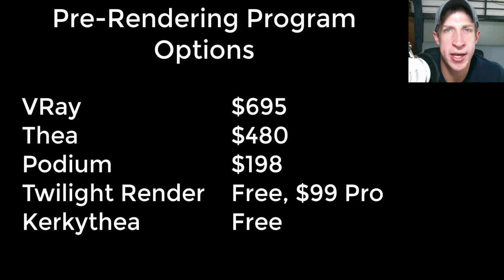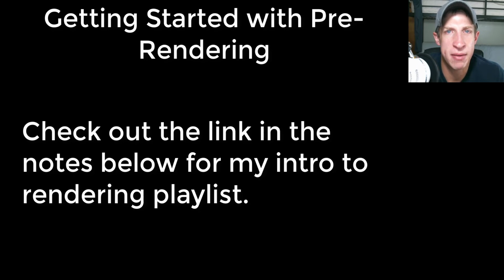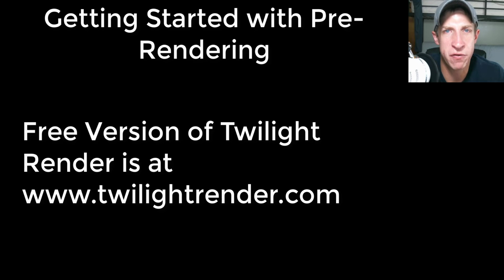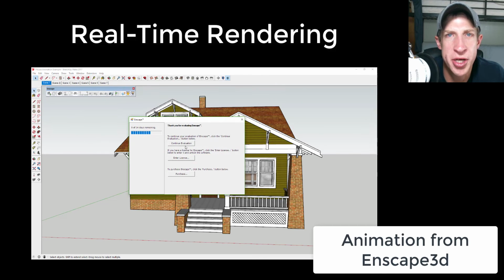Those are really going to vary in cost, and when you select them, you're going to want to select them based on the features that you want. Most of those have a free trial, so I'd recommend downloading them and giving them a try and seeing which ones you like. I've also created a series on creating renderings using Twilight Render that I'll link to up in the corner. Twilight Render also has a free version that you can download, so you can use that to get started.